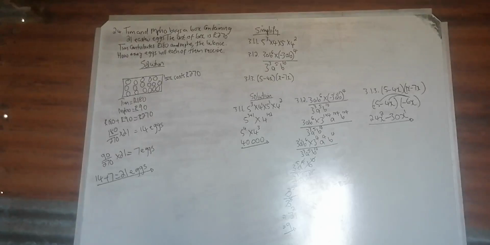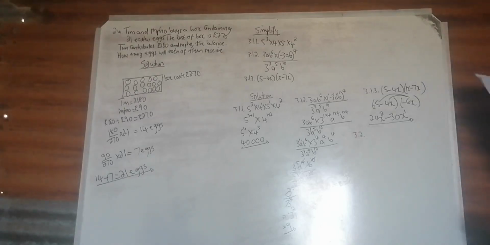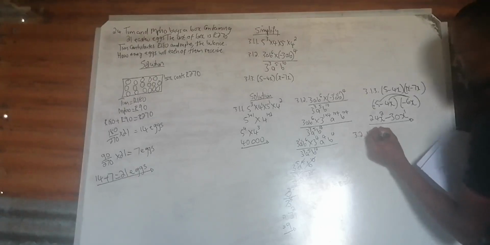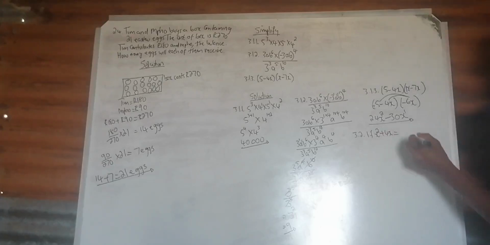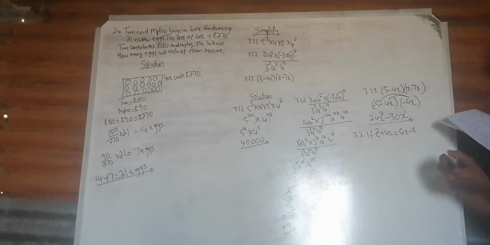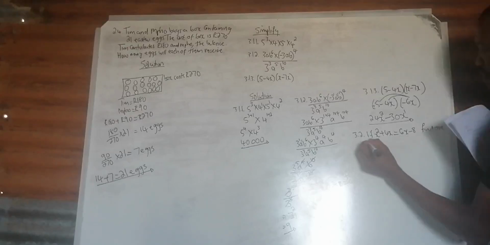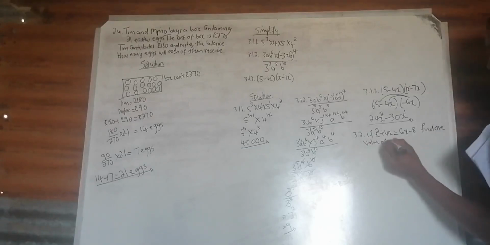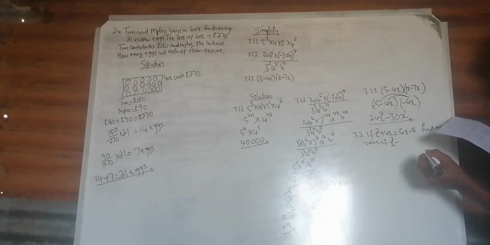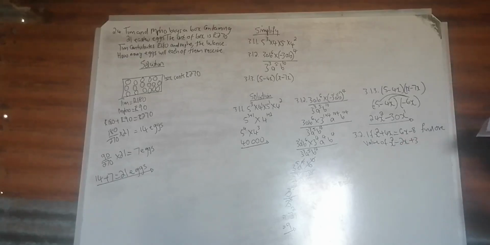Now, before we go for homework, let's go to 3.2. Question 3.2: if x squared plus 4x equals 6x minus 8, find the value of x squared minus 2x plus 3. 5 marks.